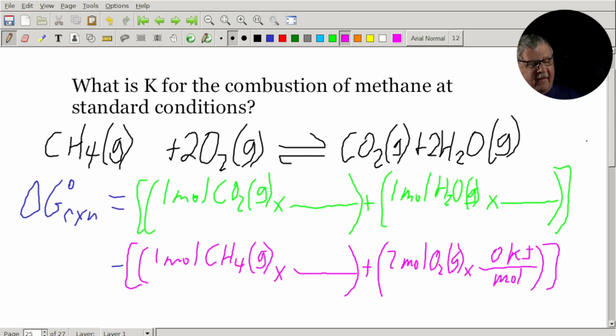That's the frame of reference that we use for standard Gibbs free energy of formation values, that any element in its elemental form has a standard Gibbs free energy of formation value, just like a standard enthalpy of formation value, of 0 kilojoules per mole. All right, what is it for water? Because that's probably close to oxygen.